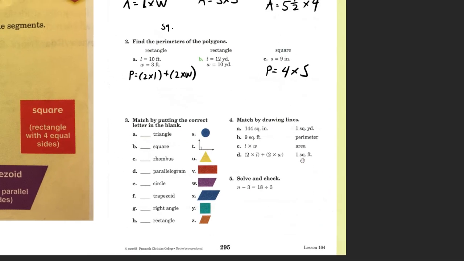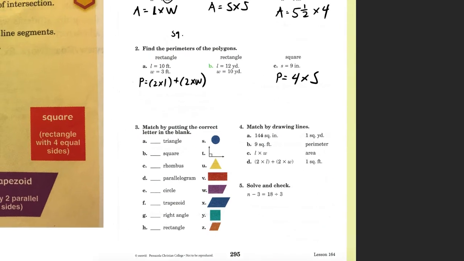Number 4, match by drawing lines. So 144 square inches is what? Is it 1 square yard? Is it perimeter? Is it area, or 1 square feet? I think what you guys should do is match C and D first.